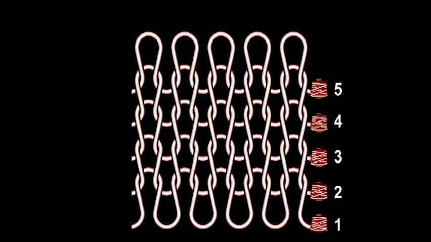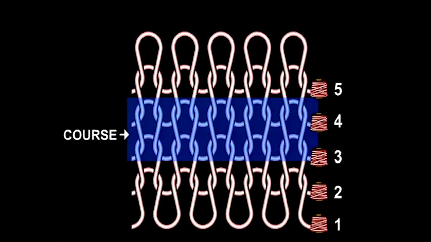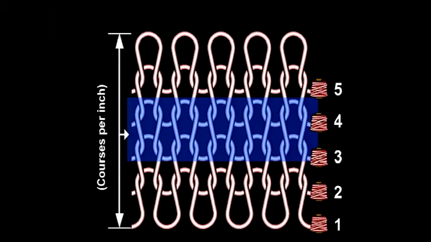If the structure is analyzed, a pattern of loops arranged in rows and columns is seen. The horizontal row of loops produced by adjacent needles during the same knitting cycle is known as a course. The course count is the number of courses per linear unit of length, expressed as inches or centimeters. If this drawing represents a 1-inch vertical distance, then there are 5 courses per inch.